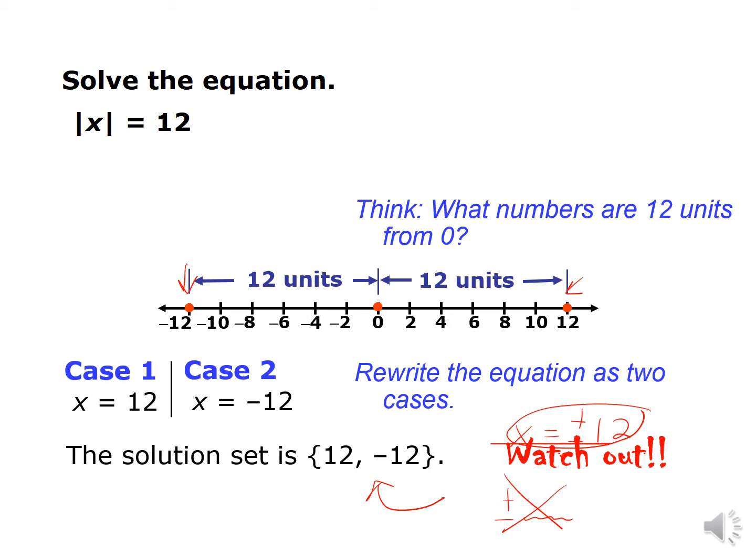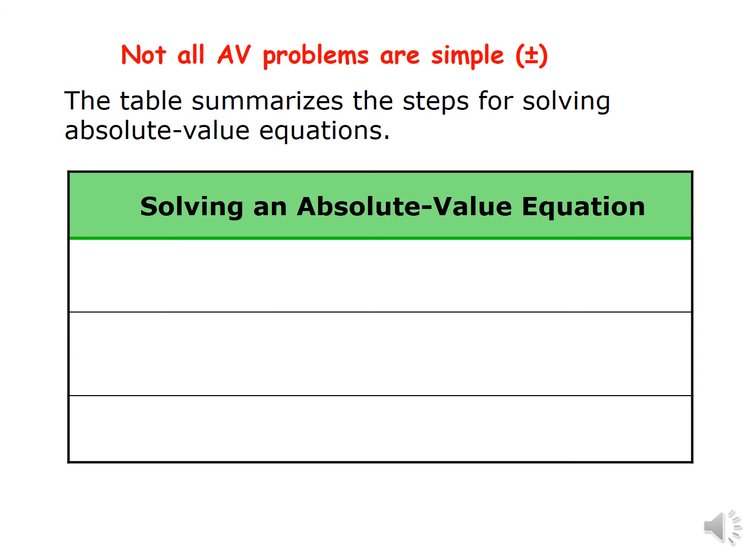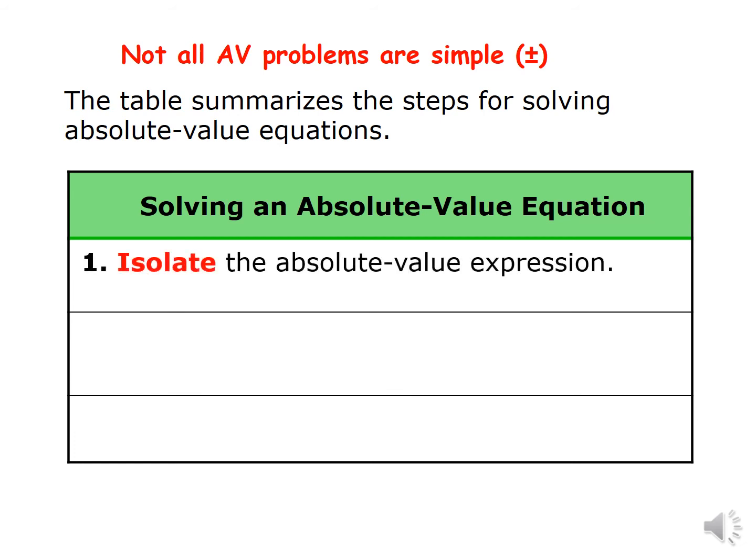So now we're going to go over the steps to solving absolute value equations. This table shows you the steps. The first one you have to do before you can do anything else is get that absolute value alone. For example, if I had 3 times the absolute value of x plus 7, plus 2, I have to get this all by itself. So I have to move this, and I have to move this before I can work on that.